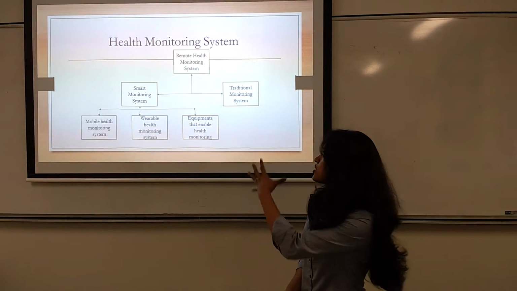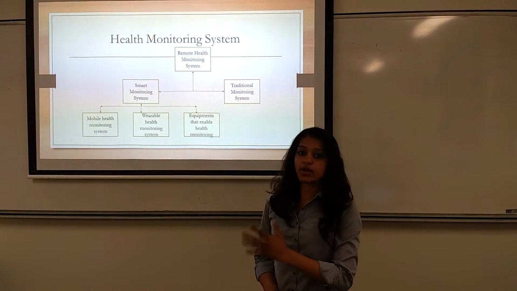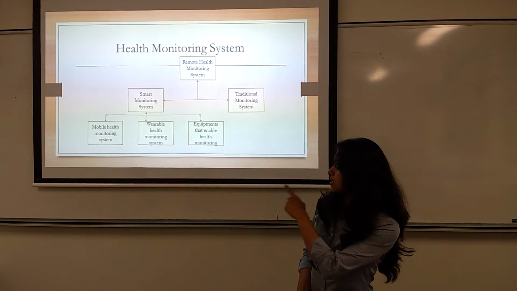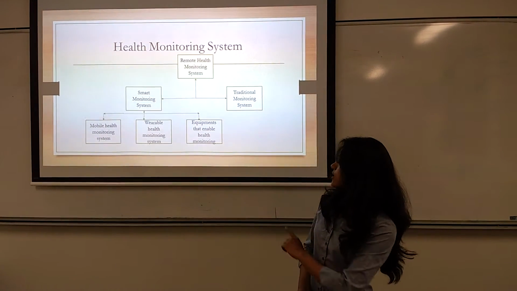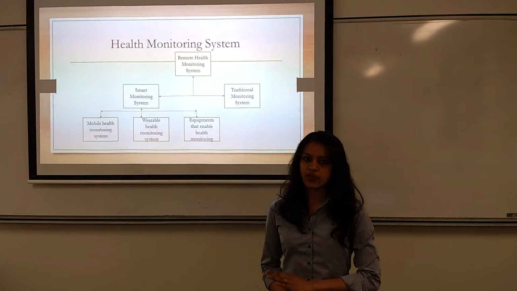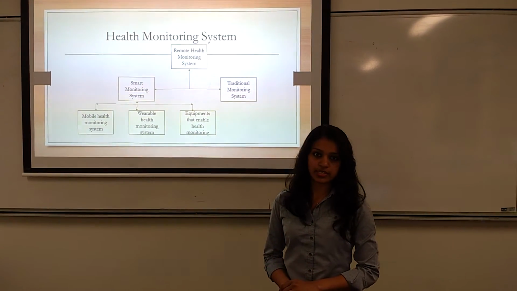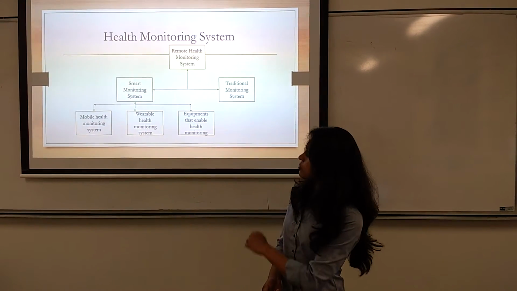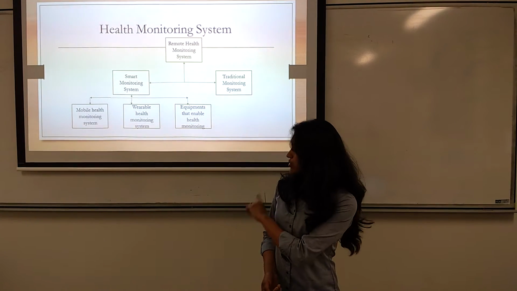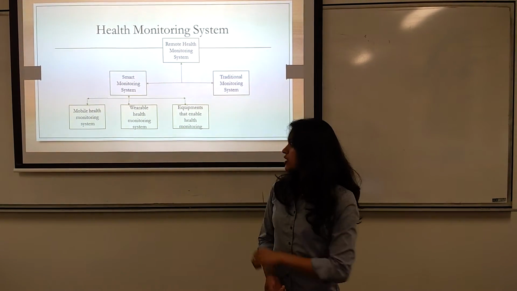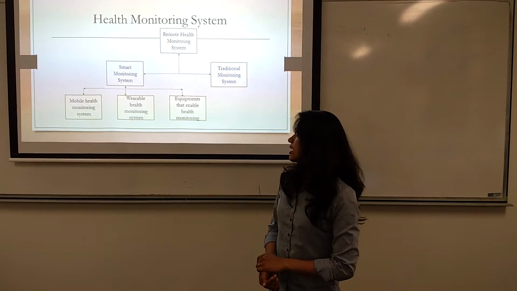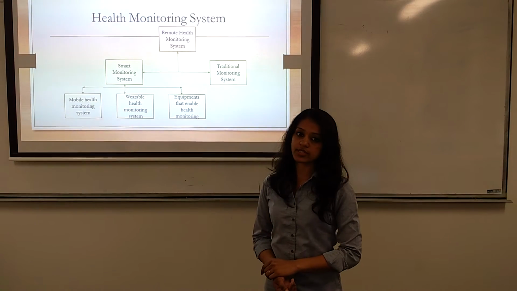This is the structure of the health monitoring system. The remote health monitoring system is classified into two. The first one is smart monitoring system and second one is traditional monitoring system. In the current engineering and medical scenario, we are no more considering traditional monitoring system. We are focusing only on smart monitoring system. The smart monitoring system is classified into three. First one is mobile health monitoring system. Second one is wearable health monitoring system. And the third one is the equipment that enable health monitoring system.